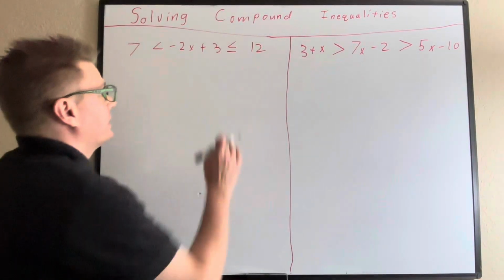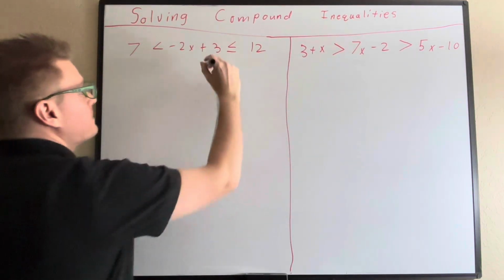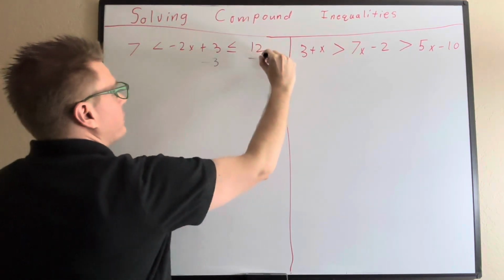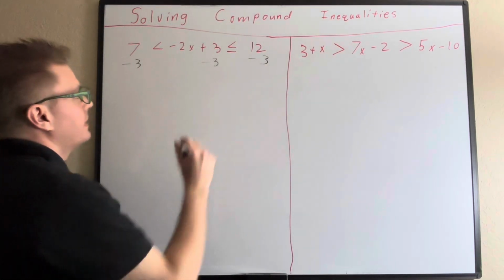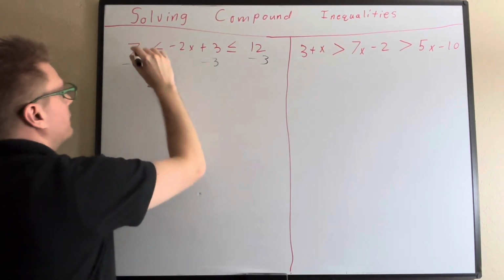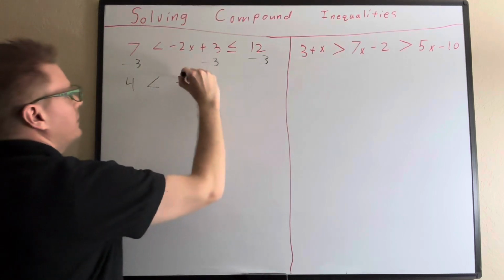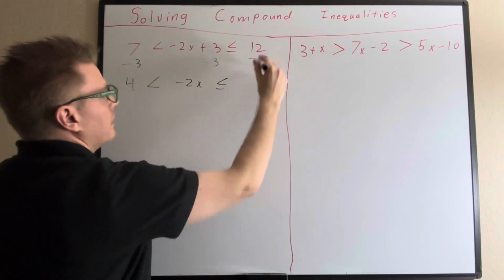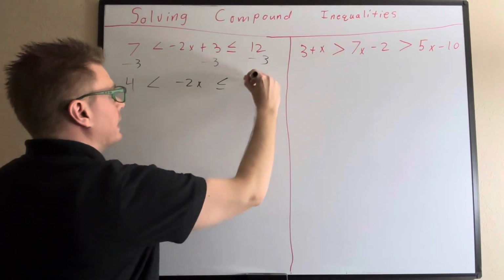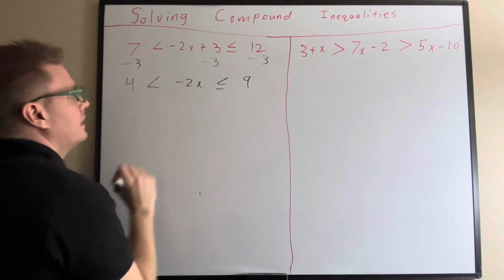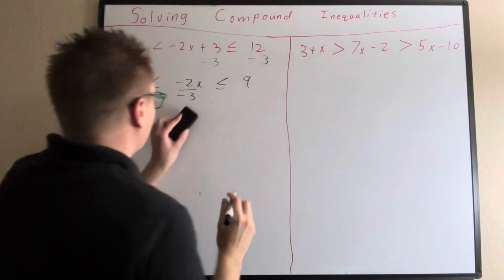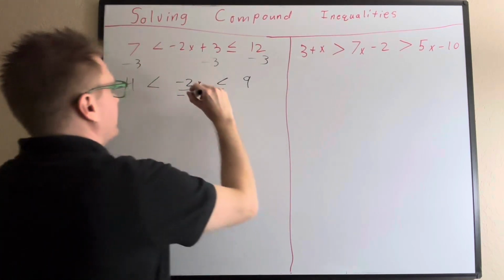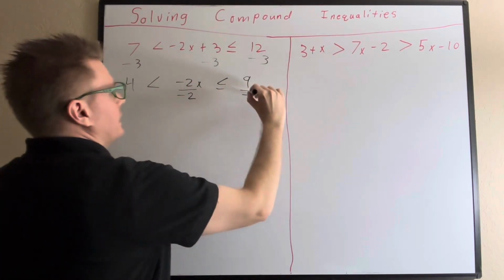All right, let's do another example of our quicker method. Subtract 3 from all three. Oh, that's convenient. 7 minus 3 is 4, right? 12 minus 3 is 9. Okay. Divide all 3 by negative 2, not 3. I got 3 on the brain. Divided by negative 2.